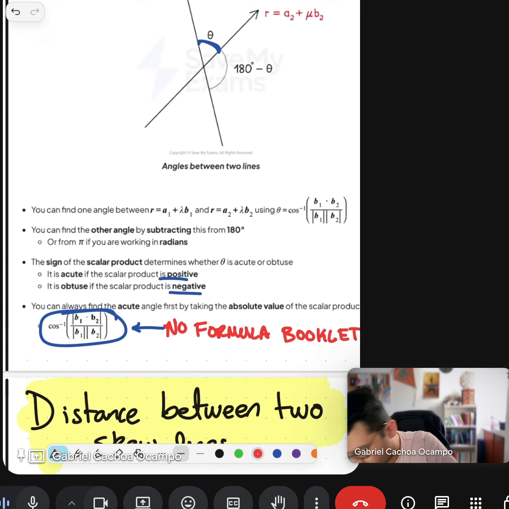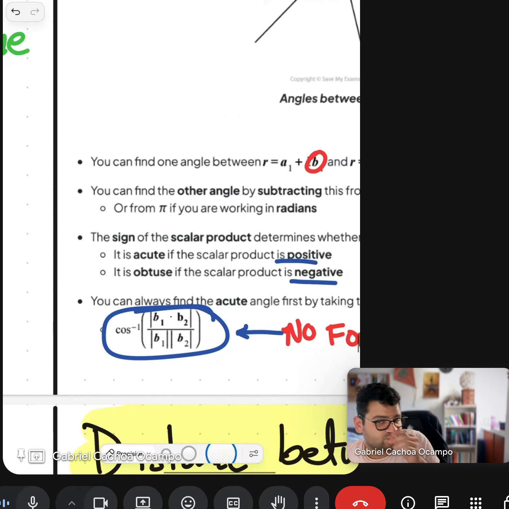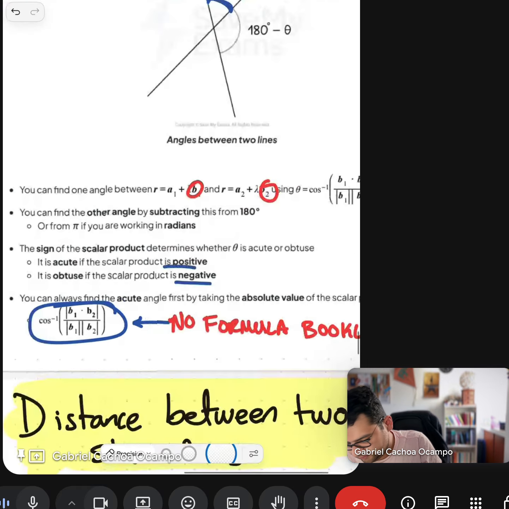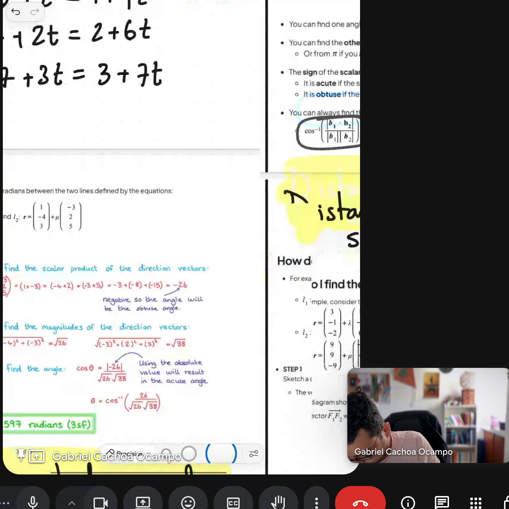If you have two lines, and b1 and b2 are the direction vectors, you do the dot product of the directions divided by the magnitude of the directions, and then you do inverse cosine. This is basically the angle between two vectors. You're just finding the angle between the two directions. You use this formula. It is not in the formula booklet. Okay.